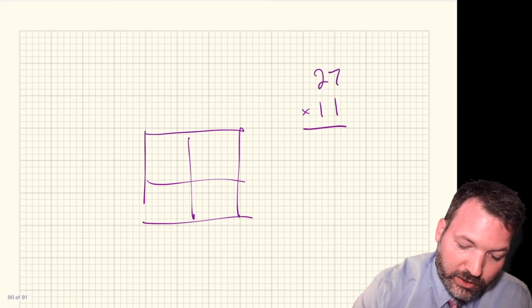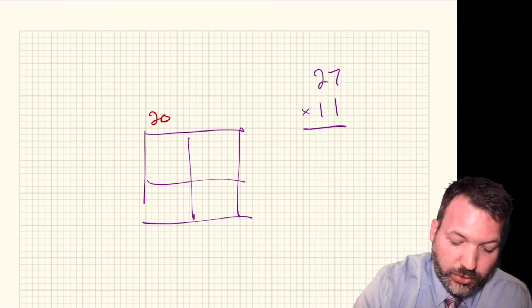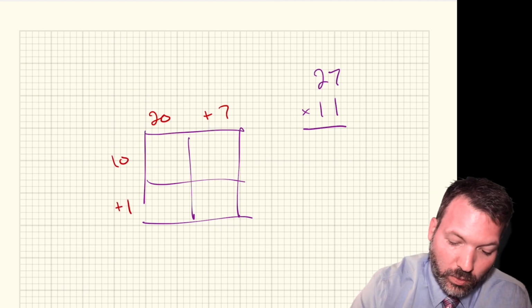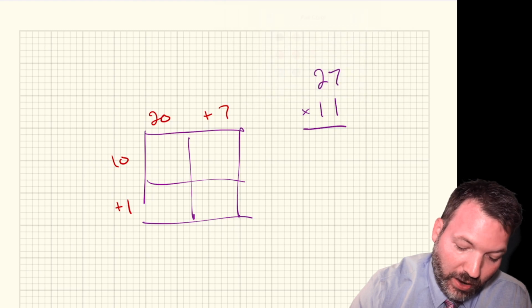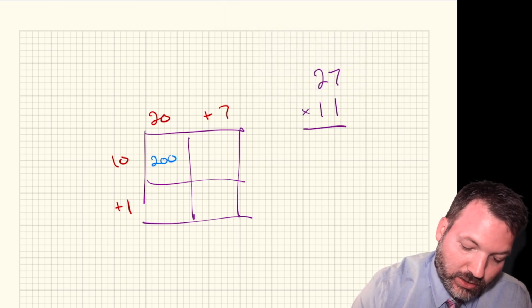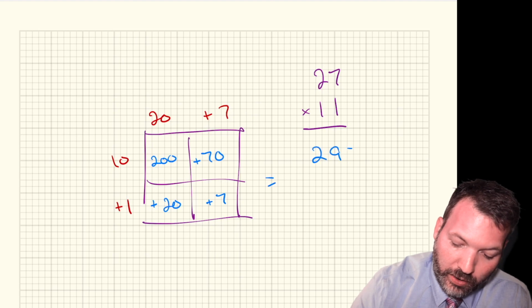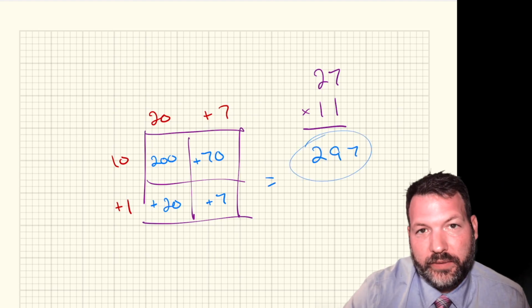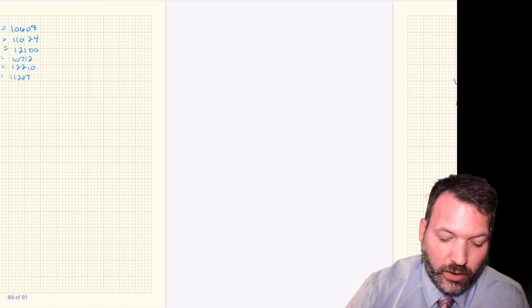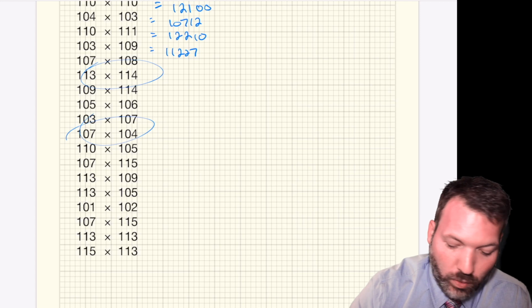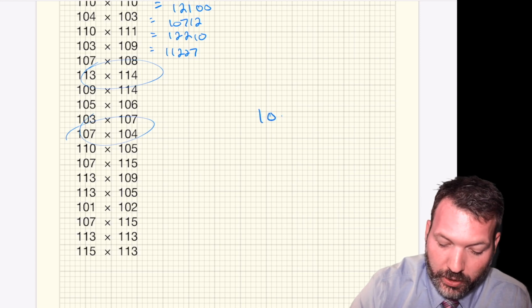Just to give one final example with some two-digit numbers, 27 is 20 plus 7, 11 is 10 plus 1, and as we multiply all of that out, 20 times 10 is 200, 7 times 10, 70, 20 times 1, 20, and 1 times 7, 7. And we end up with our product, 297. Why does this matter? Why do we care? I'm trying to show you how to multiply out things like 107 times 104 is a great example.